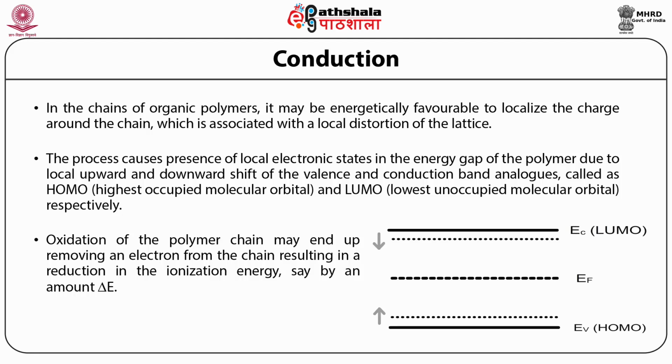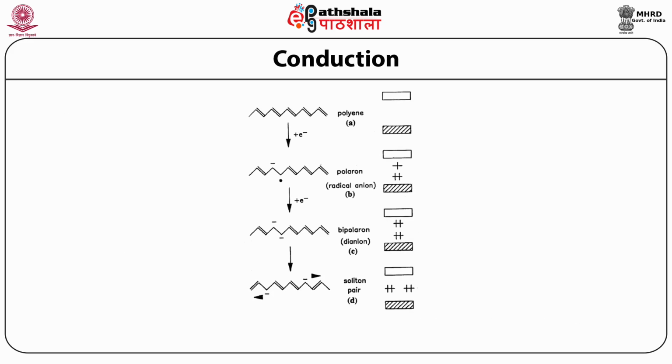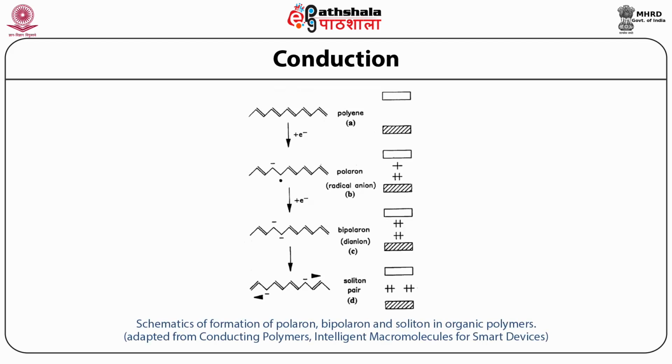Upon polaron formation, the valence band remains full while the conduction band is empty, with no metallic character. This figure shows the schematic of the formation of a polaron, bipolaron, and soliton in organic polymers.